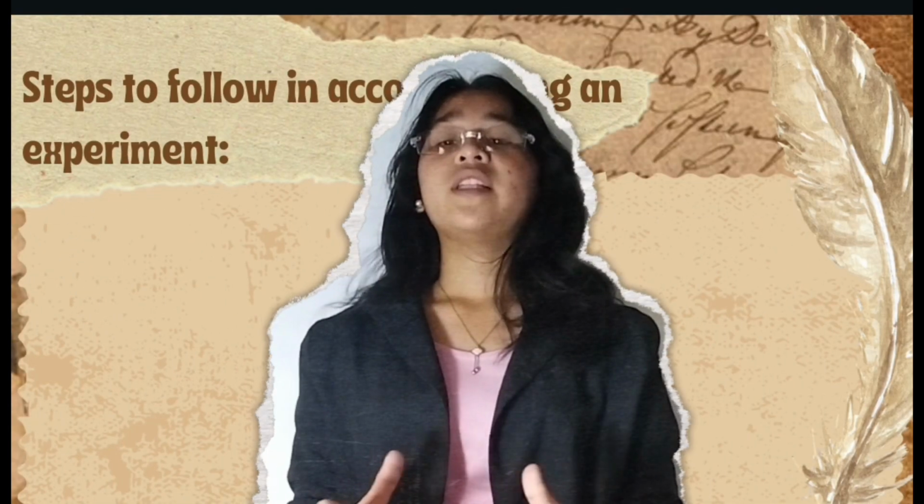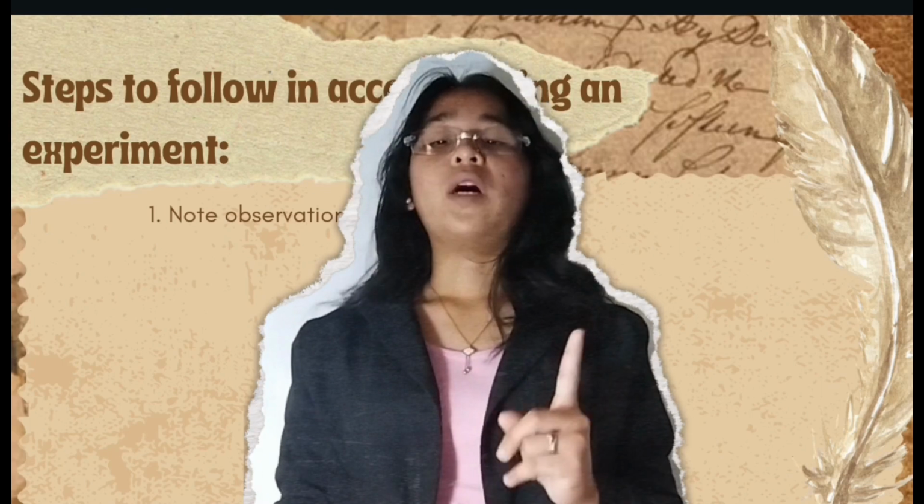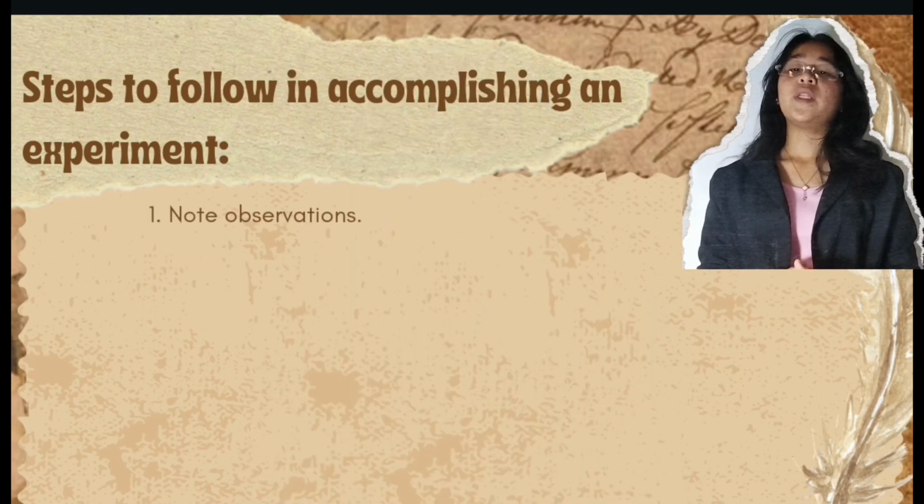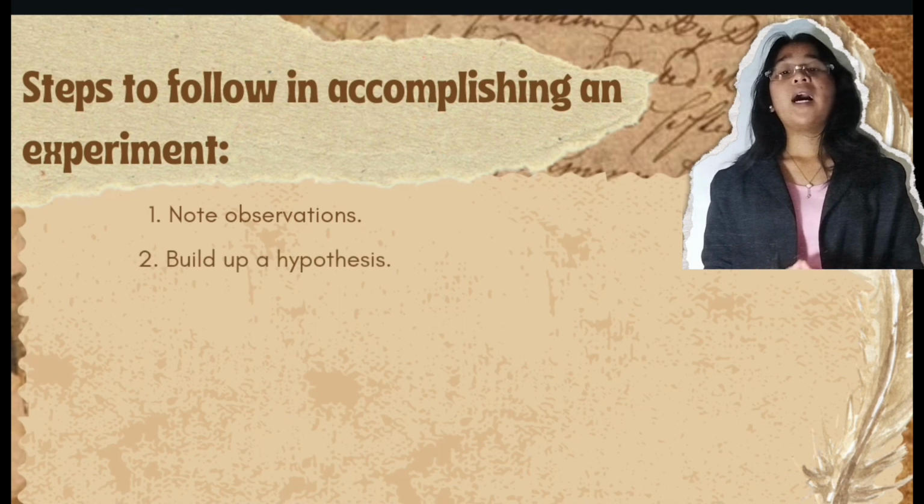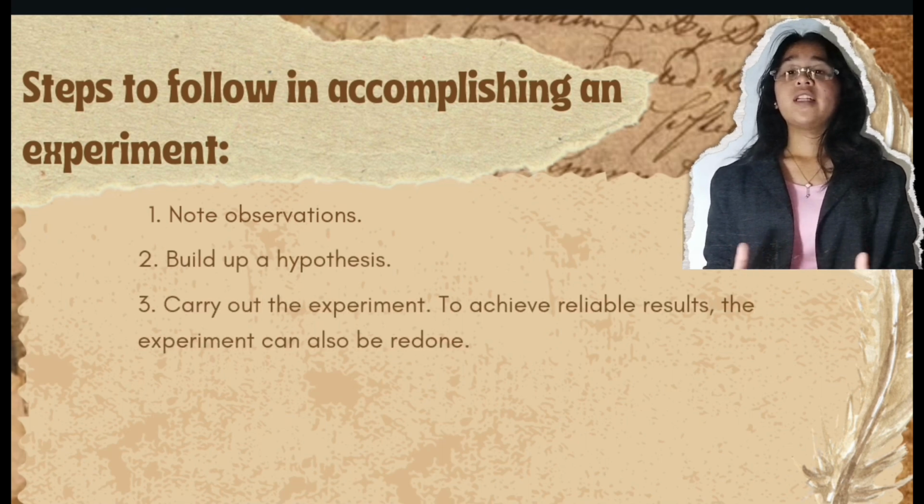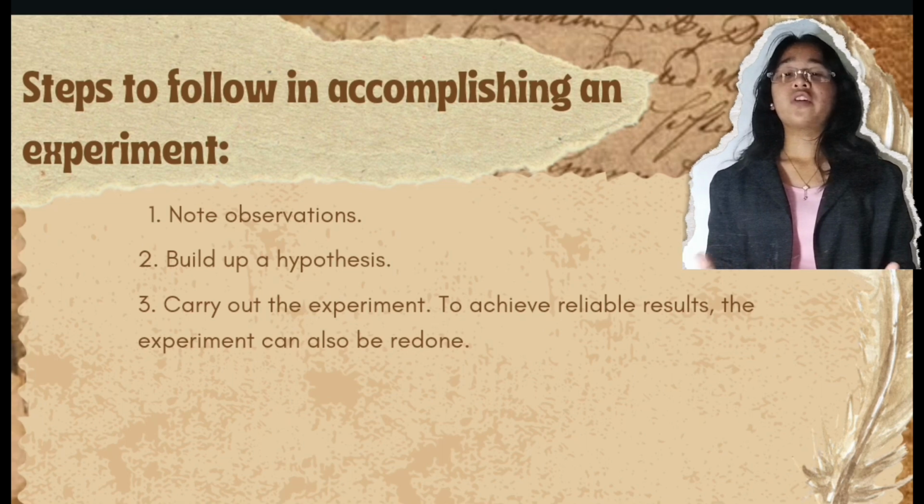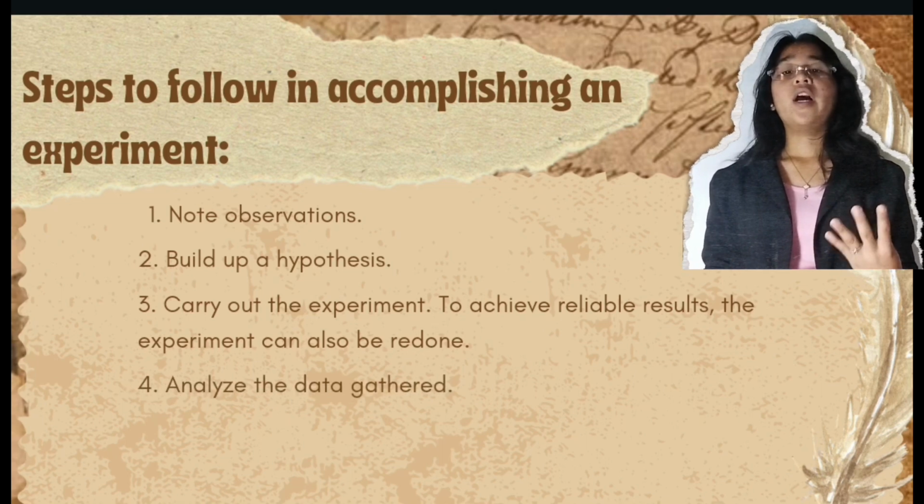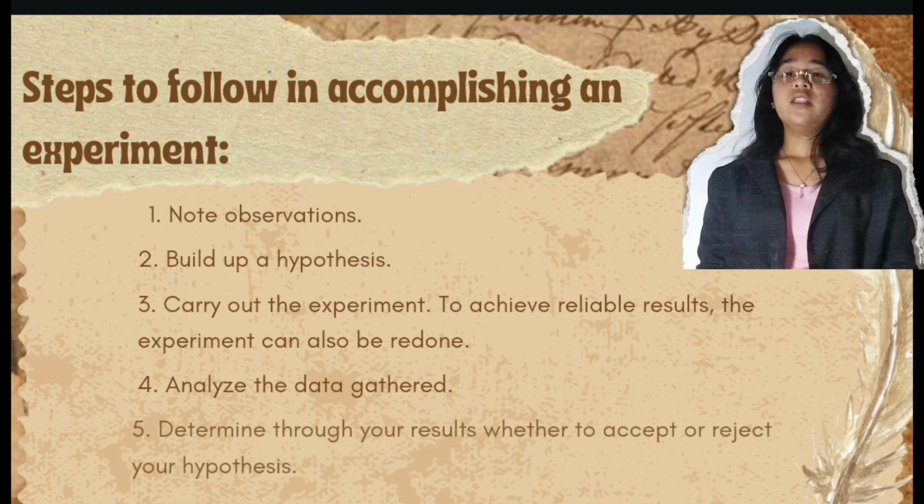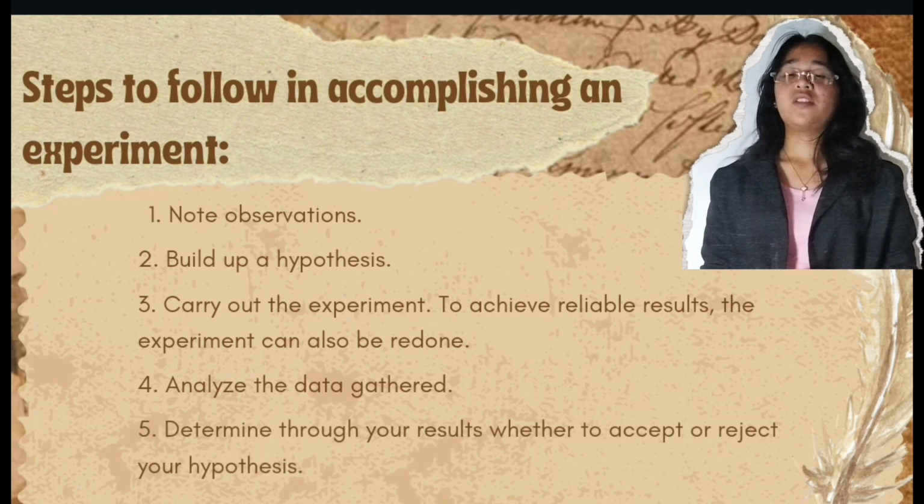There are steps to conduct an experiment. Number 1. Observe and note phenomena. Number 2. Develop a hypothesis. Number 3. Conduct the experiment and redo for reliability. Number 4. Analyze data. And number 5. Accept or reject the hypothesis.